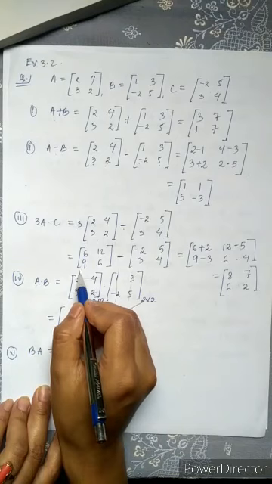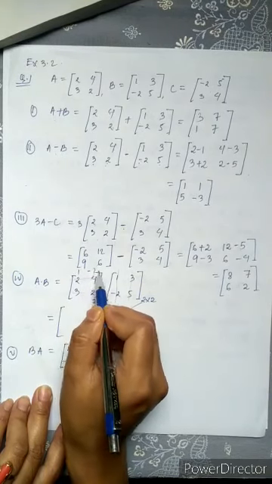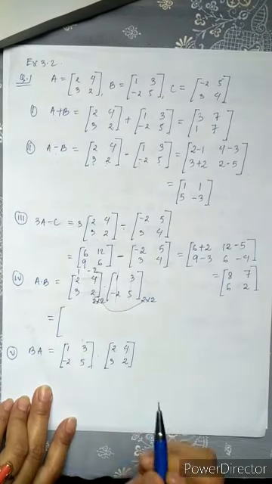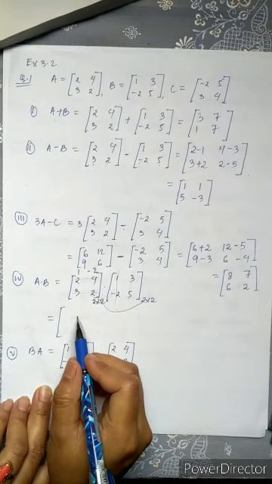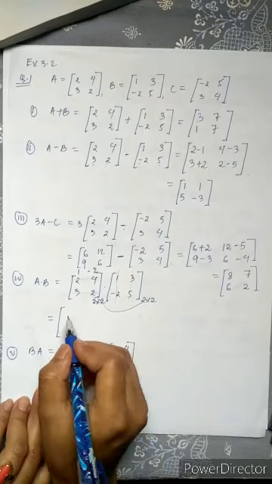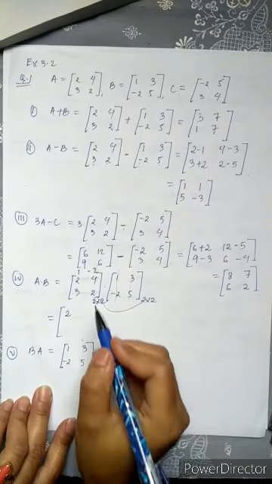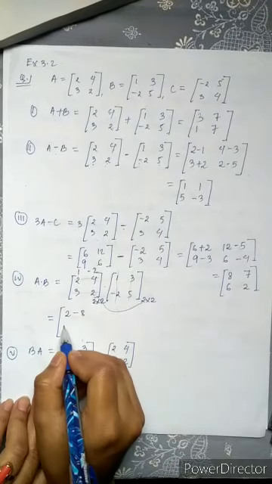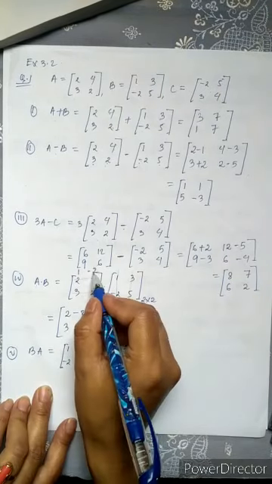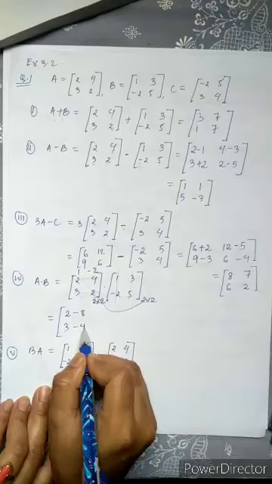Then 1 and minus 2 from the first row, multiplied with the first column. Find the sum of the product of corresponding elements. 1 into 2 is equal to 2. Minus 2 into 4 is equal to minus 8. Then 1 into 3 is 3. And minus 2 into plus 2 is equal to minus 4.